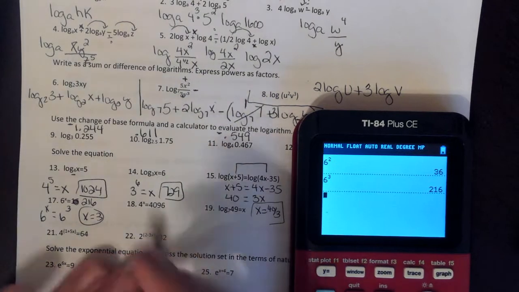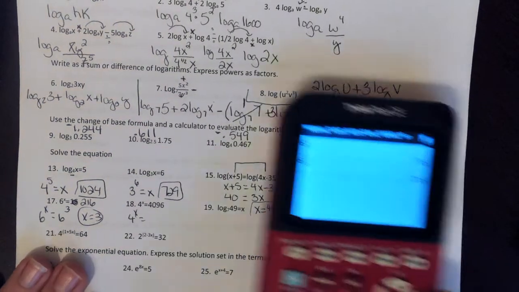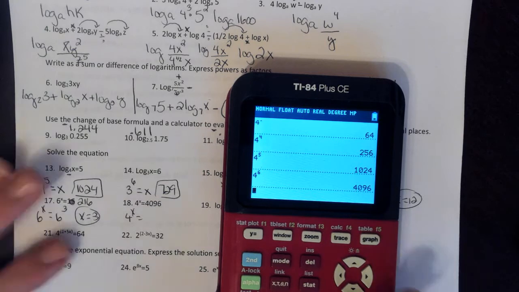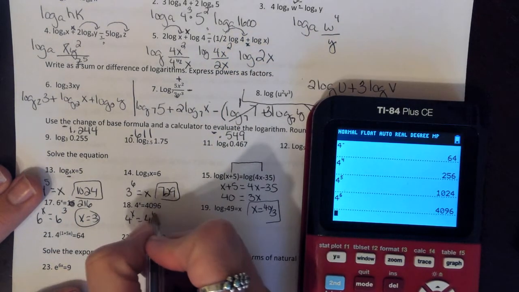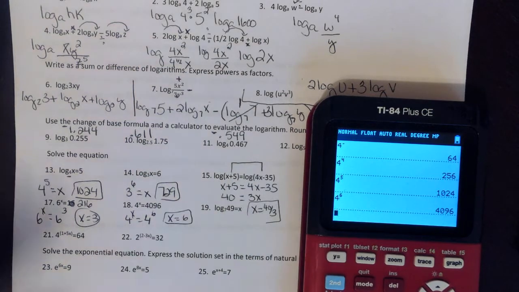Same thing for number 18. I'm trying to make this right here, 4096, a base of 4, so I just start trying some stuff. 4 to the third, nope. 4 to the fourth, nope. 4 to the fifth, nope. 4 to the sixth, there it is. So it's 4 to the sixth. So, like bases on both sides, x equals 6.